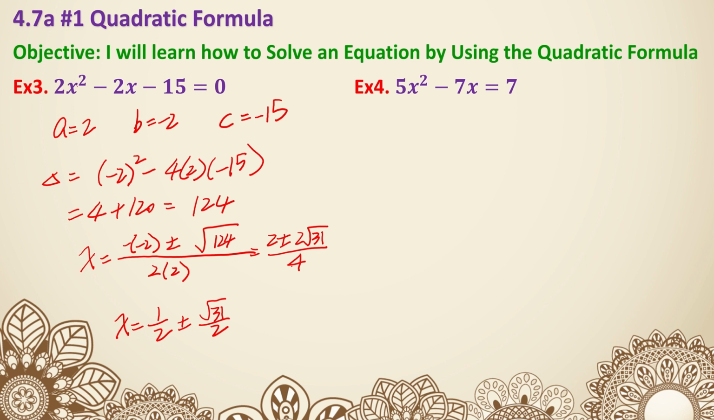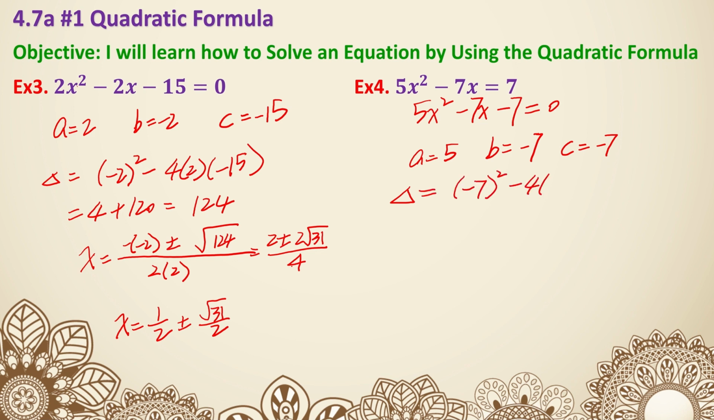Example 4, we need to move the 7 over. 5x squared minus 7x minus 7 equals 0. a is 5, b is negative 7, and c is negative 7 as well. Find the discriminant first. b squared is negative 7 squared minus 4, my a is 5, my c is negative 7. Negative 7 squared is 49. Negative 4 times 5 is negative 20, times negative 7 is a positive 140.